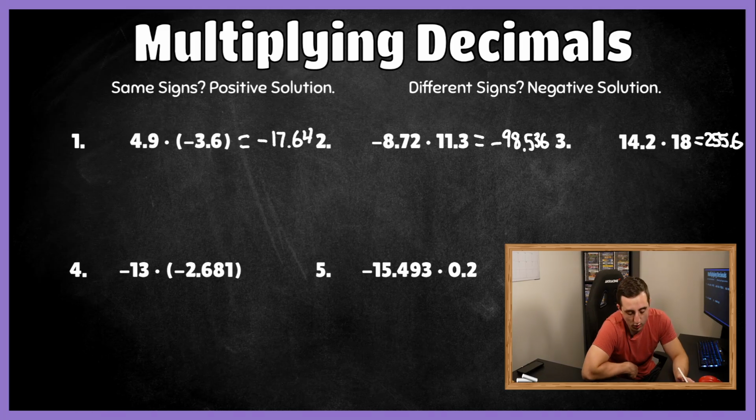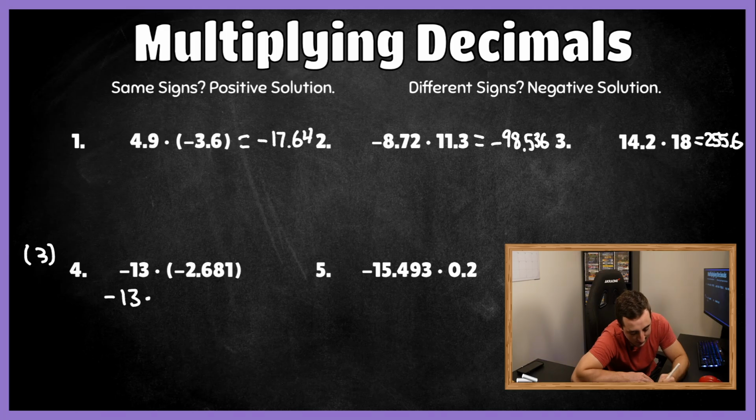For number 4, I noticed they are same signs, they're both negative, which means our final answer is going to be positive. And now let's go ahead and count, well, how many numbers are behind our decimal point. In this case, there's only one decimal point again, and there's 3 numbers behind it, so we're going to put parentheses 3, and now we're going to rewrite it without the decimal point at all. So we have negative 13 times negative 2,681. And now we can go ahead and multiply once again.